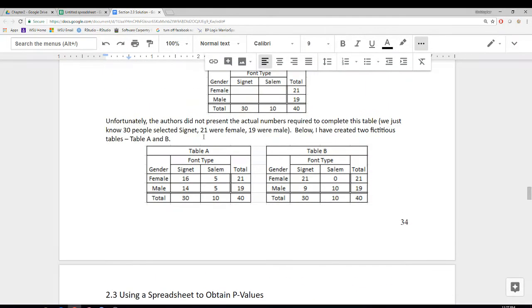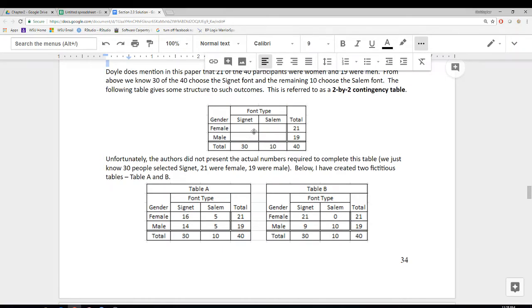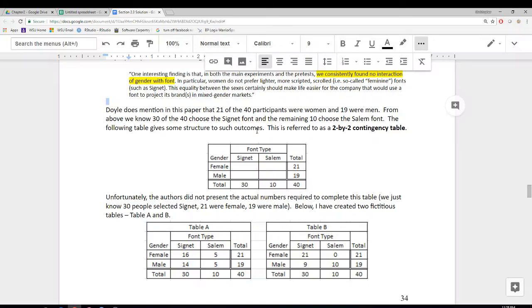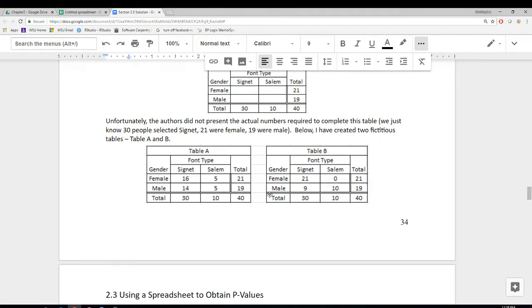Now I'm having to make up numbers in these tables because they didn't actually give me how many females picked the Signet font. They simply said that there was no interaction between gender and font. So these two tables that I've created here are fictitious, but they'll communicate what we mean by interaction.